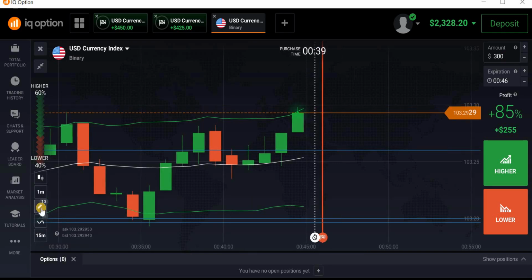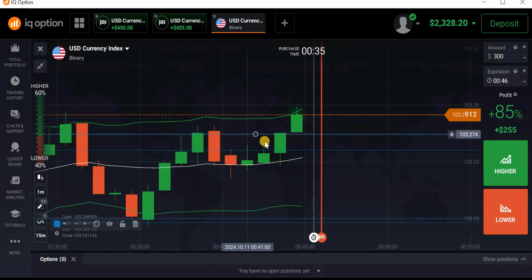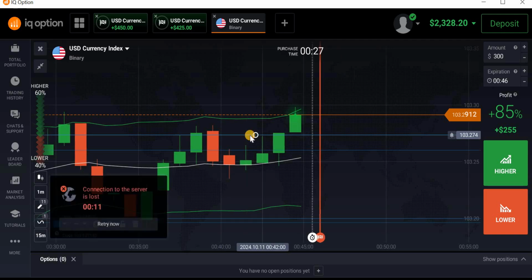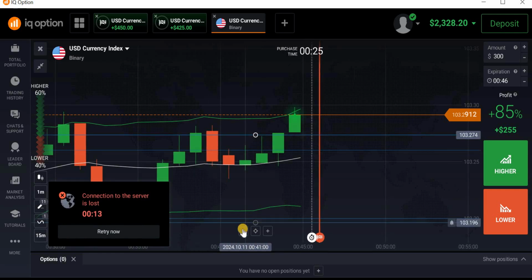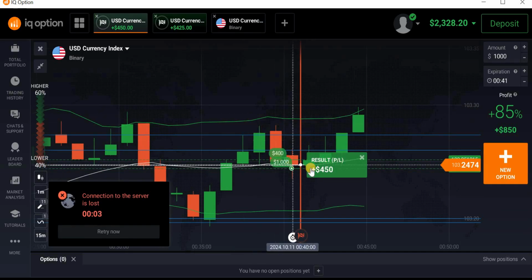Okay, now I think if the market closes like this, then there may be room for sellers to come in. What's happening. Okay, before we go, I'm going to explain.